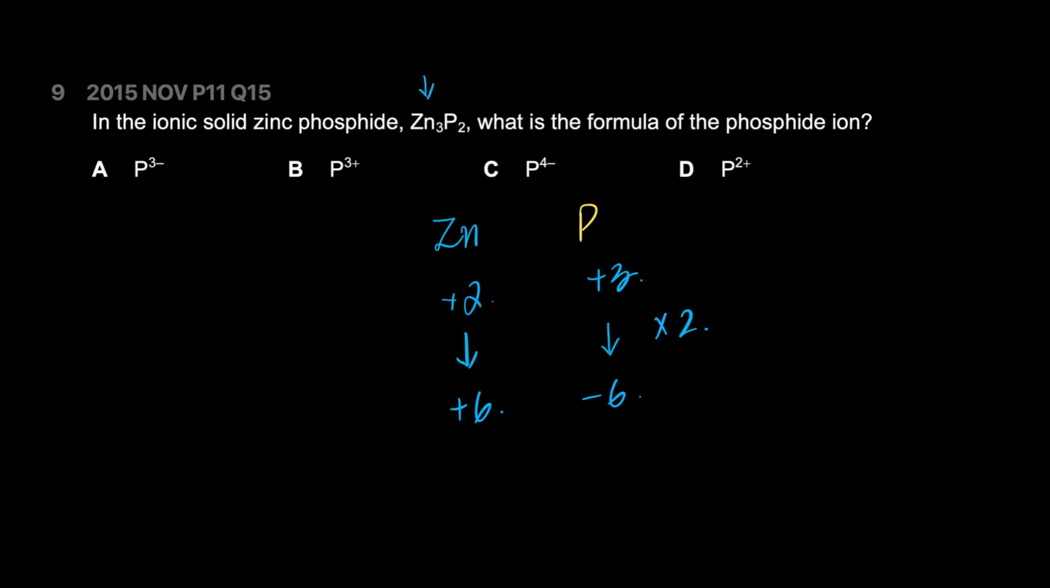This has to be -3. So -3 times 2, because there are only two, gives 6. Now it's balanced, right? So out of all the options, your best bet is A.